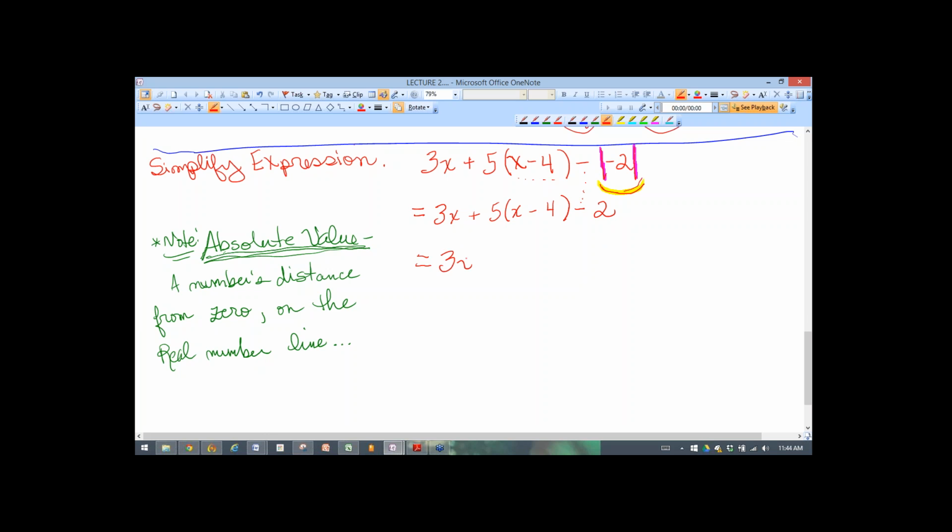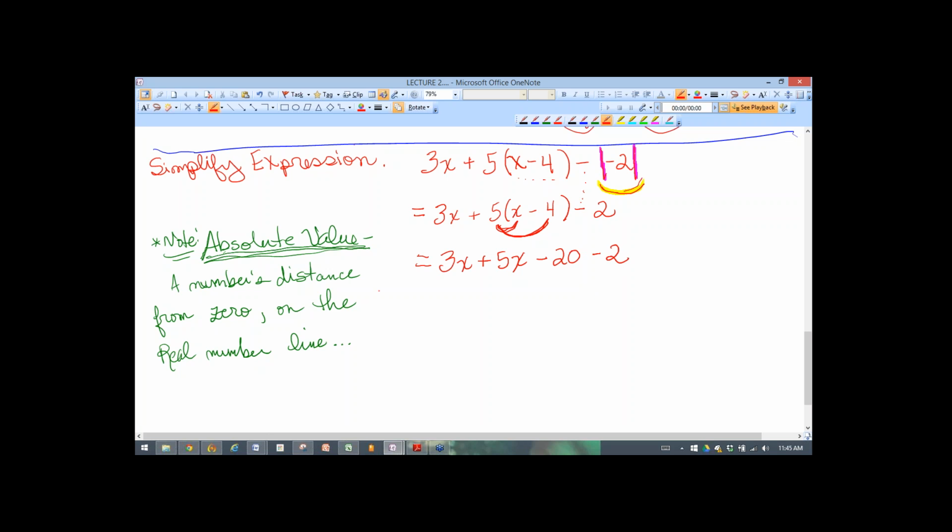Next we're going to go ahead and distribute, so we can get rid of the parentheses. That goes into multiplication. We're going to multiply 5 times the x minus 4. The first distribution is 5x. And then 5 times negative 4, which is negative 20. Watch your signs. Bring down your minus 2.